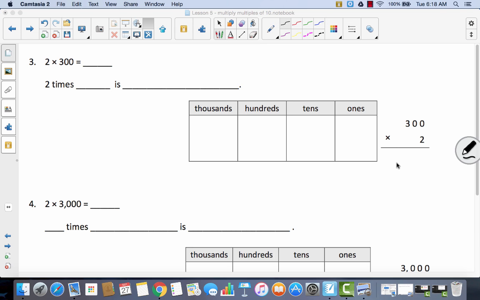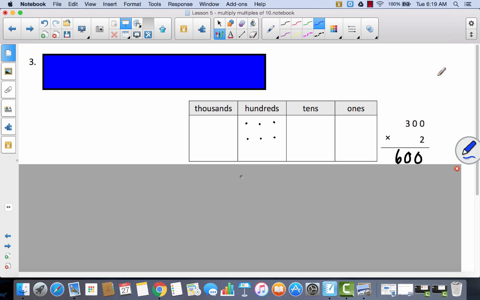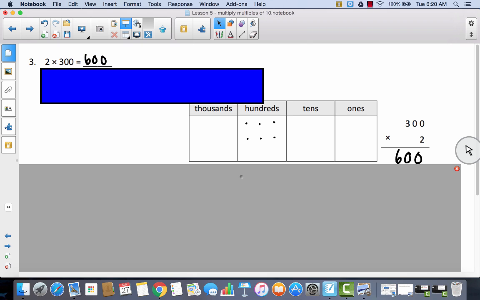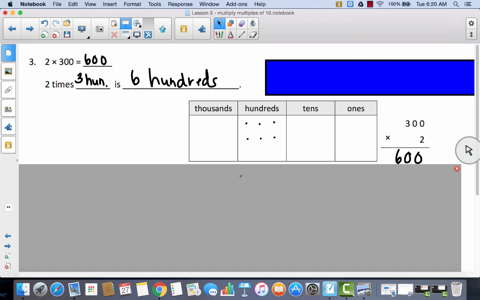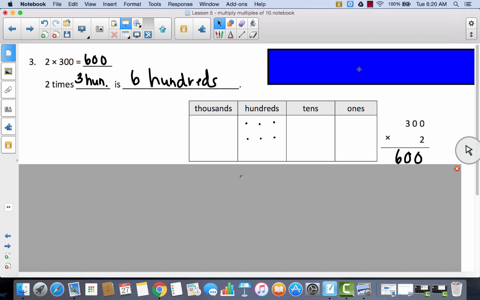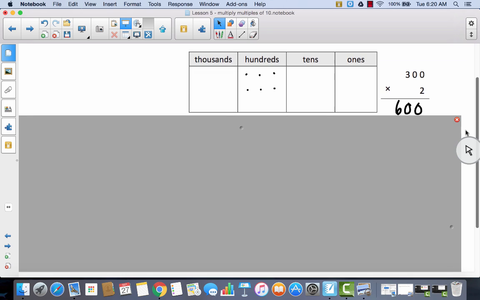Okay, let's keep going. So I'd like for you to try to do the last 2 by yourself, and let's see how you do. Remember, we are looking for patterns. So pause the video and try it by yourself. Okay, so let's begin. We have 300s 2 times, which is equal to 600. So then I came up here and I filled this out and I said 2 times 300 equals 600. So 2 times 300s is equal to 600s. Are you seeing a pattern? I bet you are.